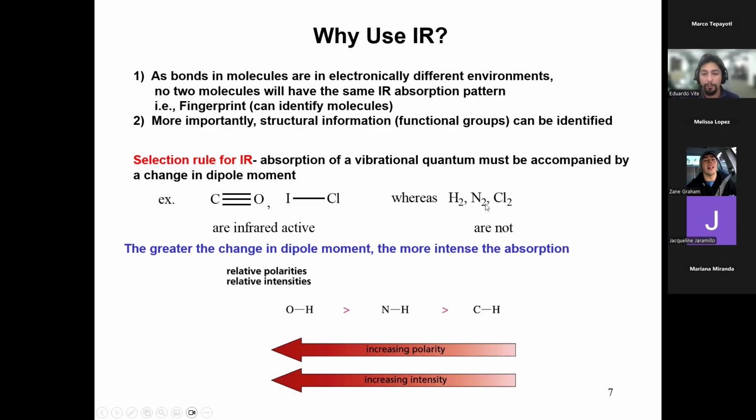So this is something you have to keep in mind. All of the diatomics, H2, N2, Cl2, Br2, you cannot see those on an IR. So just keep that in mind. Some molecules, even though they have polar bonds, are overall nonpolar. Those molecules, you will see either very little absorption or none at all. And we consider those infrared inactive.